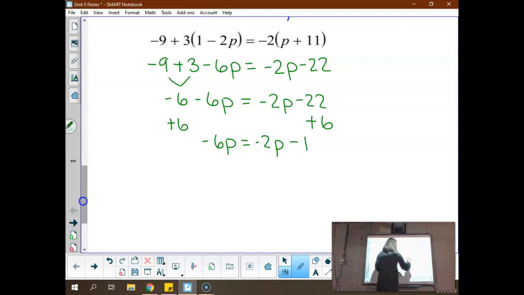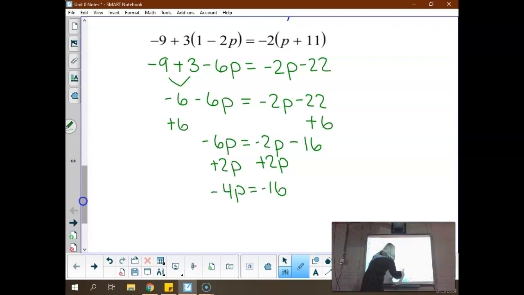What is that? 16. Add this. So I have -4p equals -16. So p is going to equal 4.